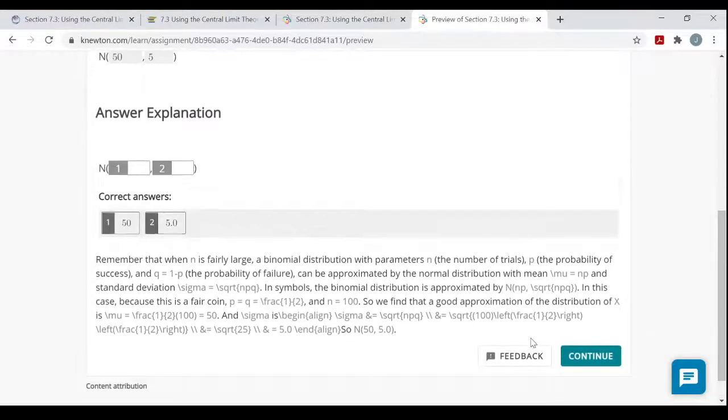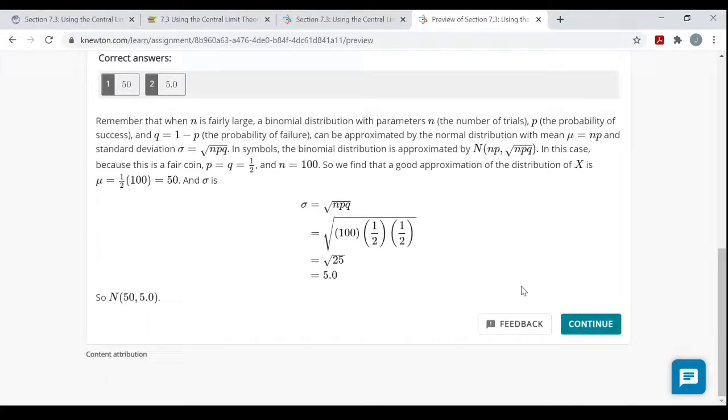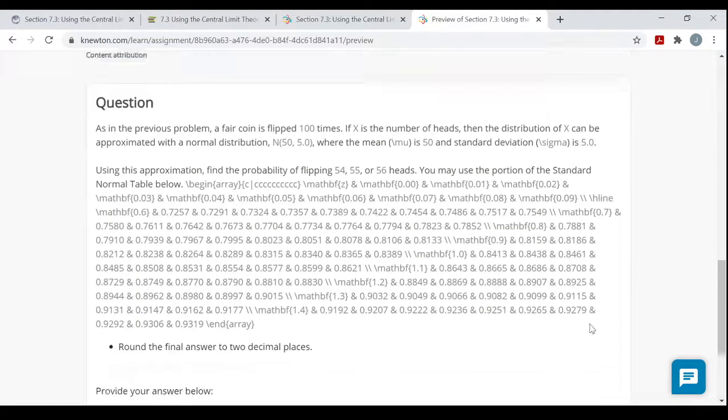You can read through your answer explanations, see the formulas coming up, and all that.